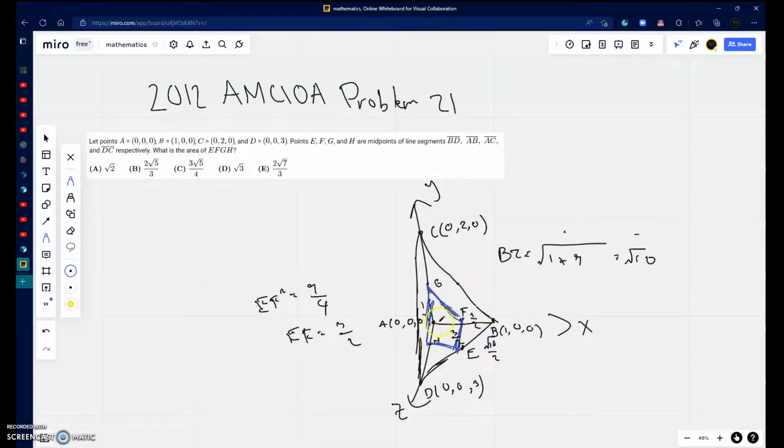And we know this distance, AF, is 1/2, and AG is 1. So we want to calculate FG to find our area. So FG, by the Pythagorean theorem, you'll solve and get root 5 over 2. And these are our two side lengths, so multiplying we have 3 root 5 over 4 as the area of EFGH. So our answer is C and we're done.